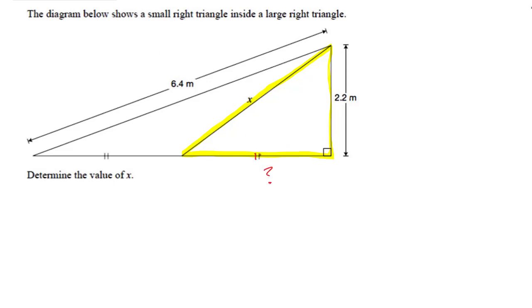But notice how it has these little hash marks, right? Well, that means this and this are the same length, right? From here to here and here to here. Well, if you add those together, that gives you the base of the big triangle. So that's where we're going to start. So let's start by solving the big triangle.